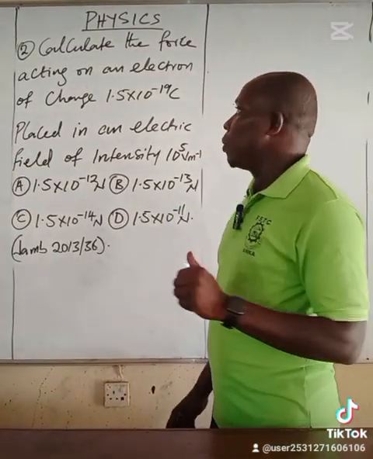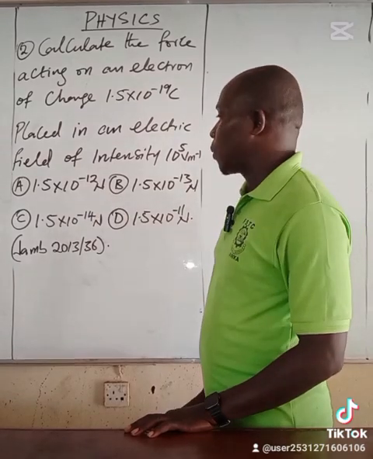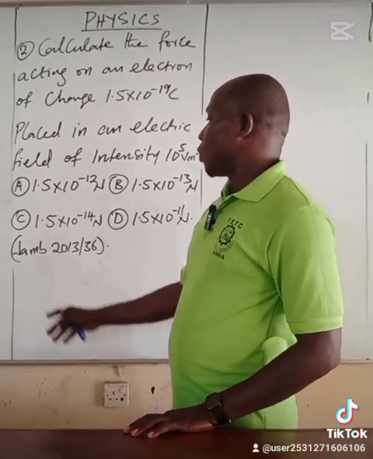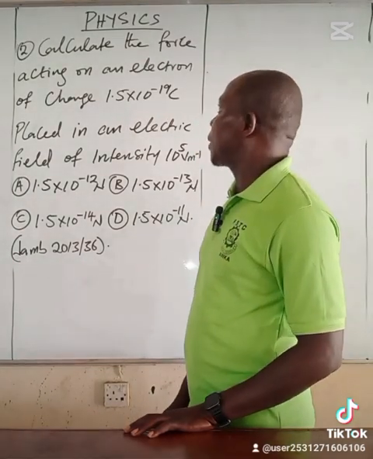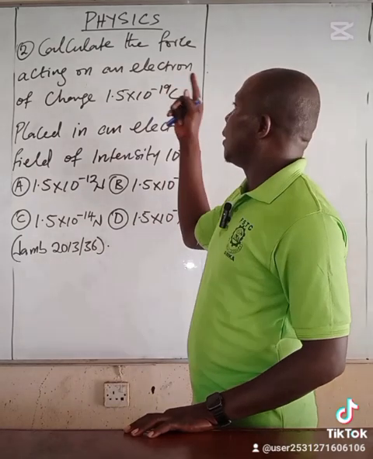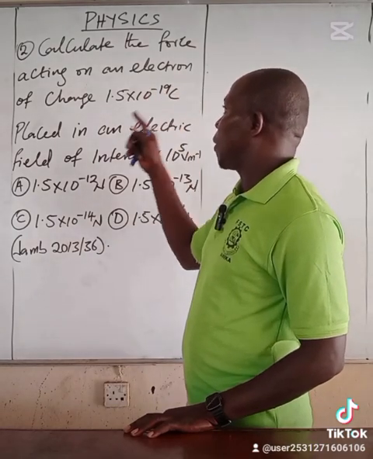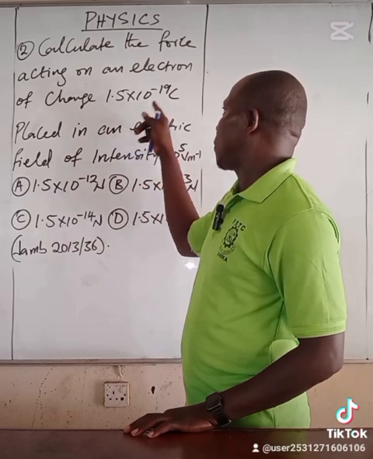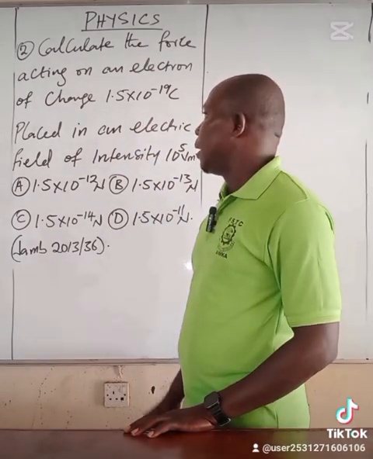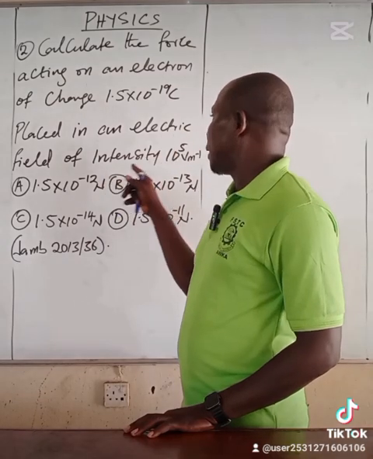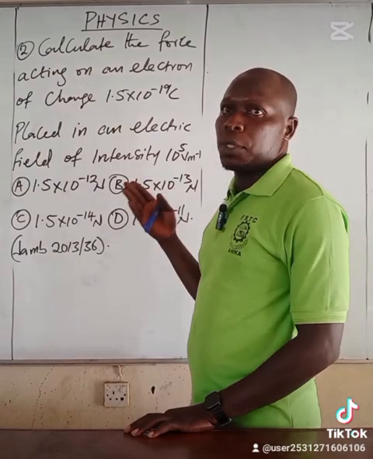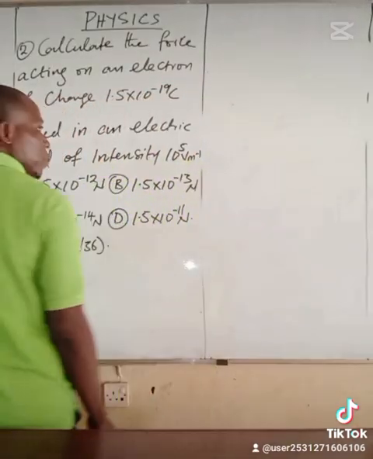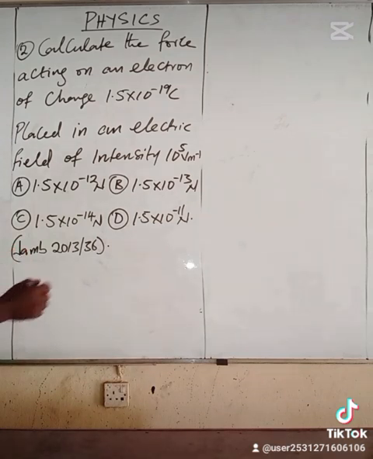We are going to solve another question, and this question is from JAMB 2013, question 36. The question says, calculate the force acting on an electron of charge 1.5 times 10 raised to the power minus 19 coulomb, placed in an electric field of intensity 10 raised to the power 5 volt per meter, and they gave us options. It's a very simple question, so just quickly we are going to solve it.